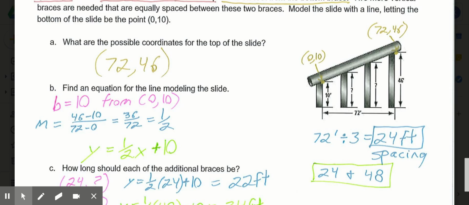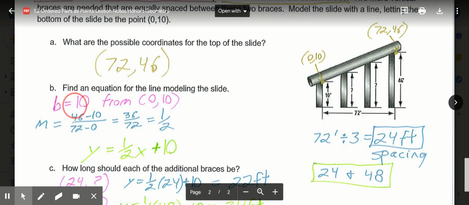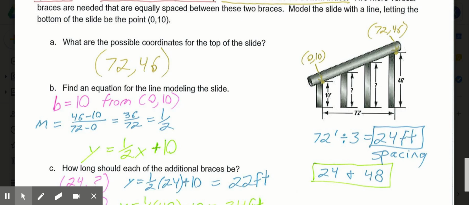Now, to get my y-intercept, we actually don't need to do any math on this one because it was given to us. The y-intercept is when the x-coordinate is 0. So if we have the coordinate 0, 10, my y-intercept is 10. So to write this equation in slope-intercept form, it'd be y equals 1/2 times x, plus 10.